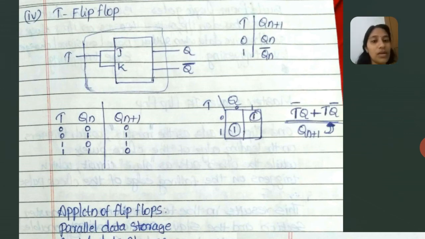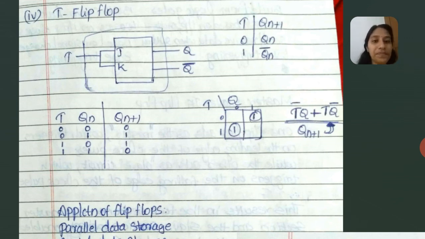Okay, you can plot it in the K map, and you are getting two separate groups, that is two terms that can be noted as Qn plus 1 equal to T bar Q plus T Q bar. Considering the circuit representation, you know that JK will be the flip-flop which is doing the toggling operation. This is why JK is the base for T flip-flop.